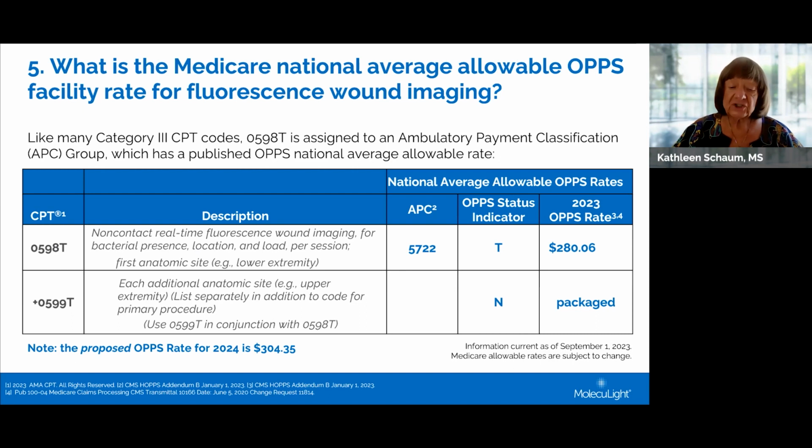Now, let's talk about the add-on code 0599T. Just like nearly all other add-on codes, 0599T is not assigned to an APC group. It has an OPPS status indicator of N, and it's packaged into the payment for the base code 0598T. And that is why you do not see an OPPS allowable rate for 0599T.